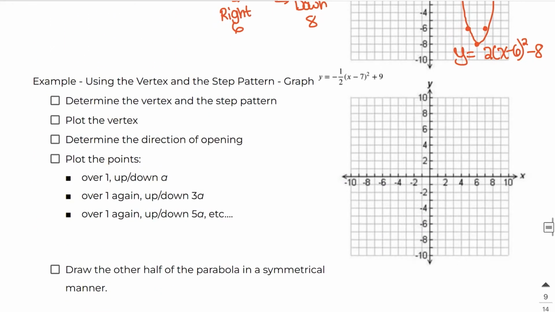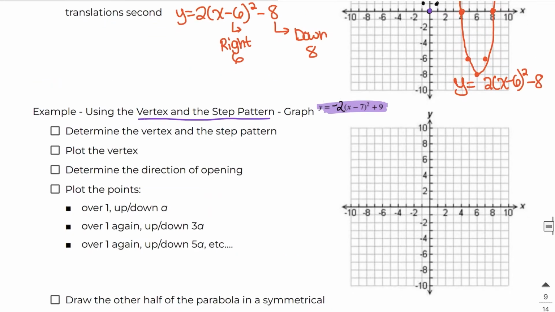So let's take a look at our last example that we have here. In our last example, we're asked to use the vertex and the step pattern, and we want to graph out y equals -2 times (x minus 7) squared plus 9. So the first thing that we need to do is determine the vertex and the step pattern, okay? So we know that the vertex is going to occur at 7, 9, okay?